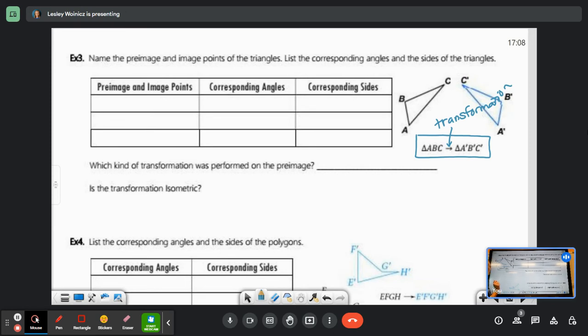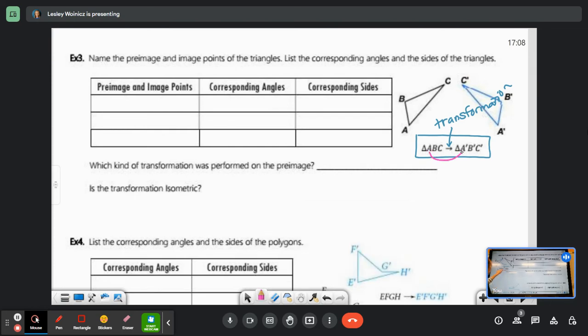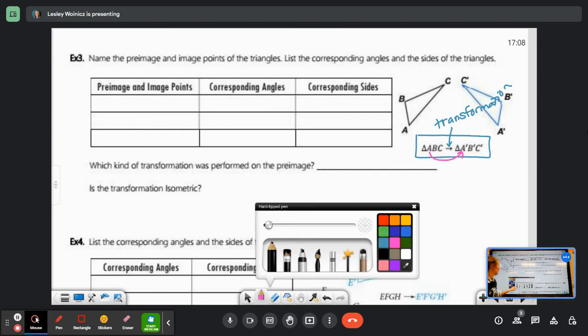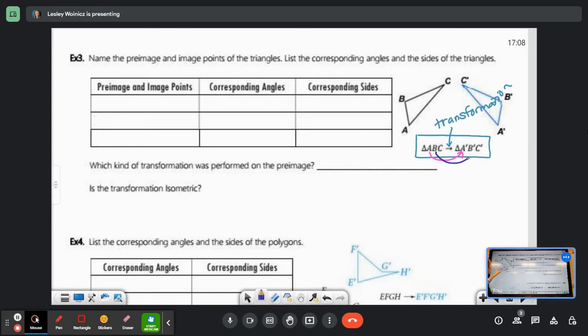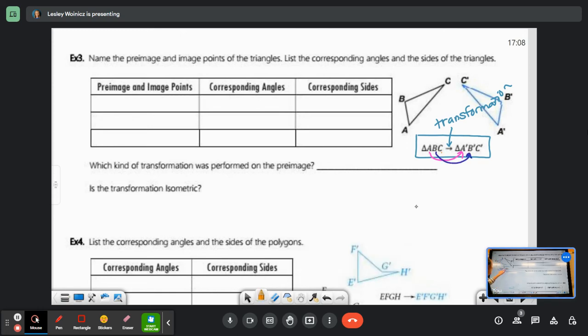Okay, that one kind of got away from me. So we're transforming triangle ABC into triangle A prime, B prime, C prime. The order is really important because A is mapping onto A prime, B has to go to B prime, and C has to go to C prime. You can tell by the order that the points are written in. Okay?